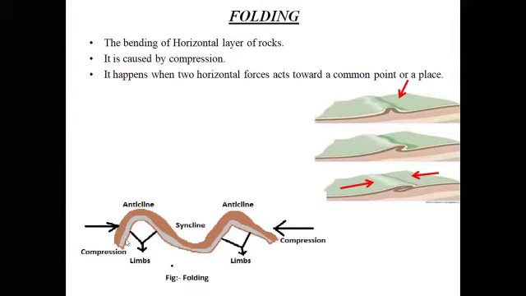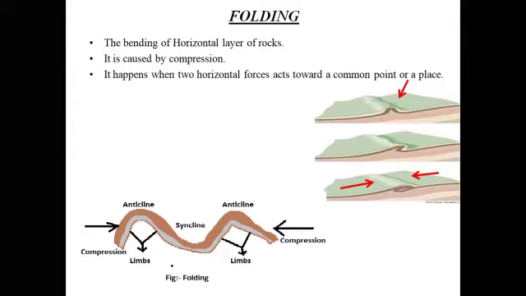Now look here, this is a fold. This is called a fold in this pattern. This part of the fold is called anticline, whereas this part, this valley, is called syncline. Again here it is called anticline. And the parts below, this and this, are called the limbs of the fold. So this is about the fold.